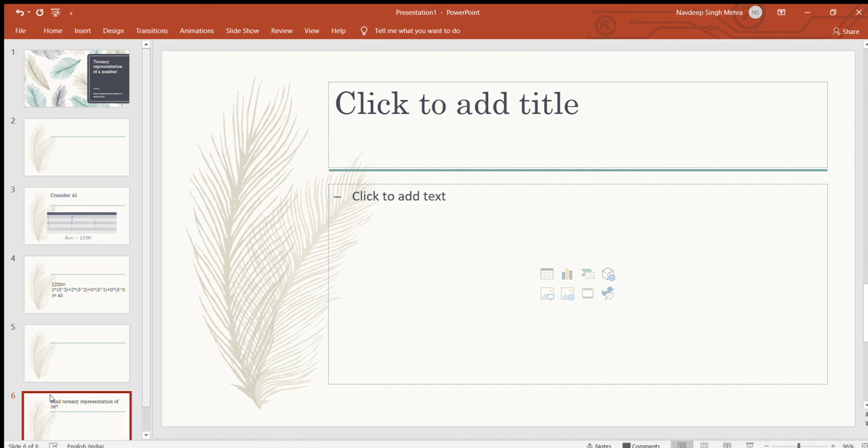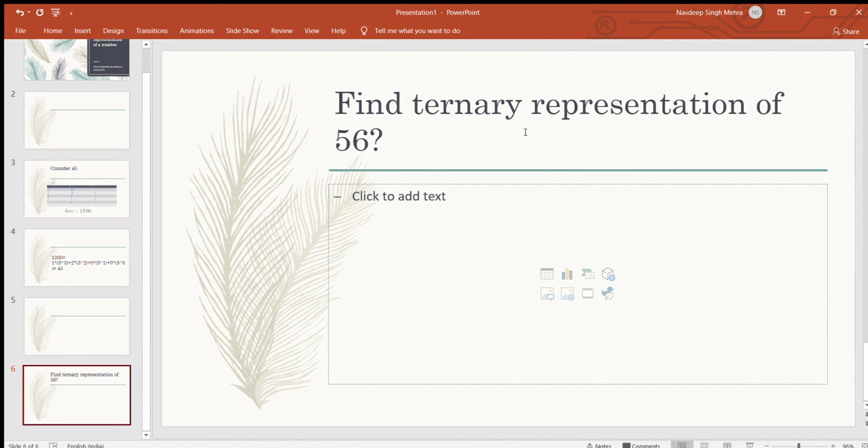So now you can check on your own. You can find what is the ternary representation of 56.